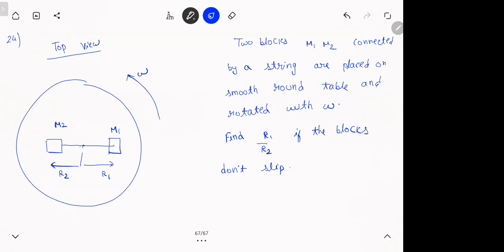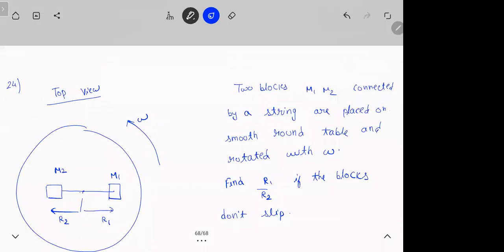See, when you see from the top view now, this is the free body diagram. What are the forces? Tension, centrifugal force M1 omega square R1. Tension, centrifugal force M2 omega square R2. You can clearly see this centrifugal force and this centrifugal force cancelling each other. That's why it's not going away. Make sense? So it's like two people pulling from both sides.